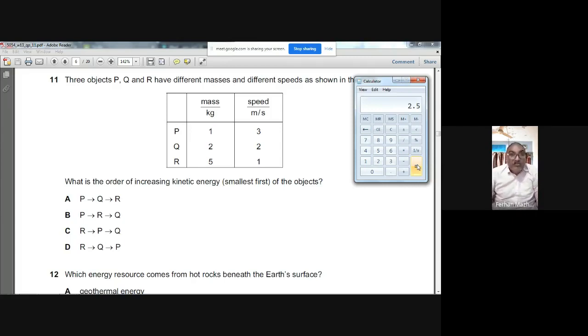So P's kinetic energy is 4.5, Q's kinetic energy is 4, and R's kinetic energy is 2.5. So the question is, what is the order of the increasing kinetic energy? The smallest should come first. So the smallest one is R, and then we have Q, and then we have P. So the order is R, Q, and P. So here D is the option. The option R, Q, P. D is the option.